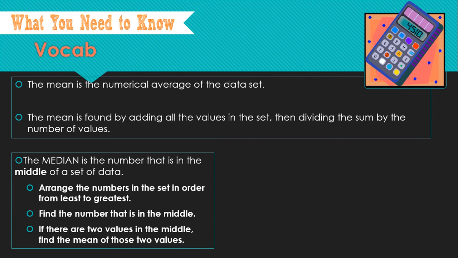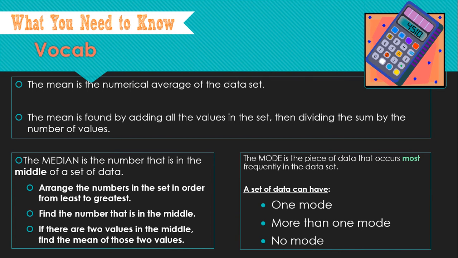Okay, the median is the number that's in the middle of a set of data. You arrange the numbers in the set in order from least to greatest. They have to be in order. And then you find the number that's literally in the middle of the data set. If there isn't an actual number in the middle, let's say you have an even amount on either side, you're going to take those two middle numbers and find the mean of those two numbers, or the average of just the two middle numbers.